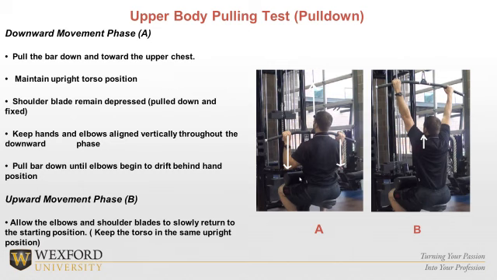Now in the upward phase, allow the elbows and shoulder blades to return slowly to the starting position, and in the whole movement, you keep the torso in the same upright position.